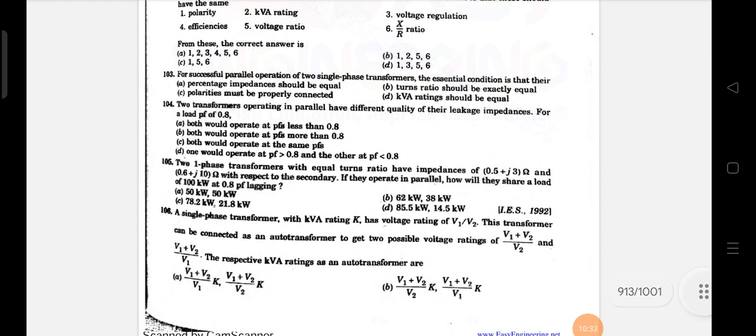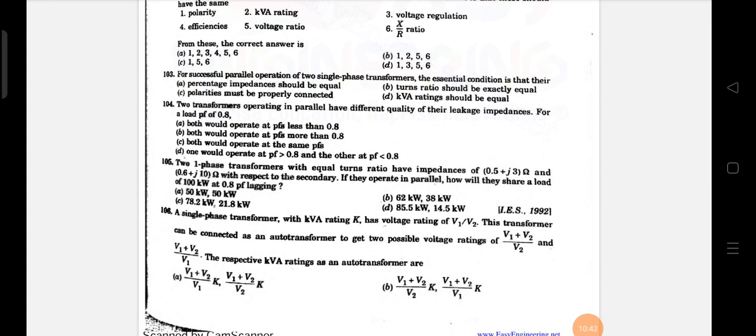Directly you can use the formula: KVA rating is inversely proportional to impedance in load sharing. Where impedance is low, it will share the maximum amount of load. Now see here, from the given two impedances, which impedance is low? N1 is to N2, right? Means N1 primary side impedance is low, so it will share more amount of load.